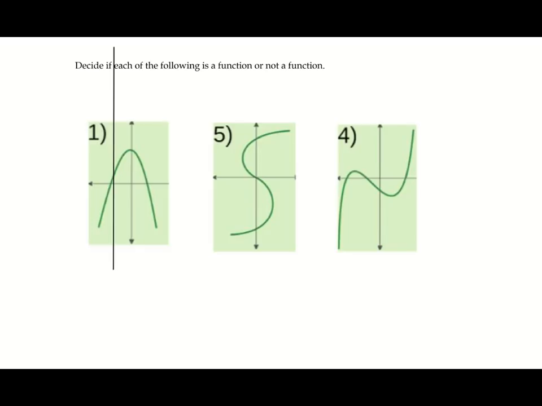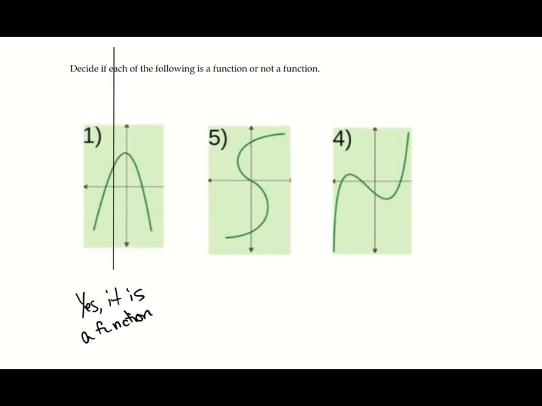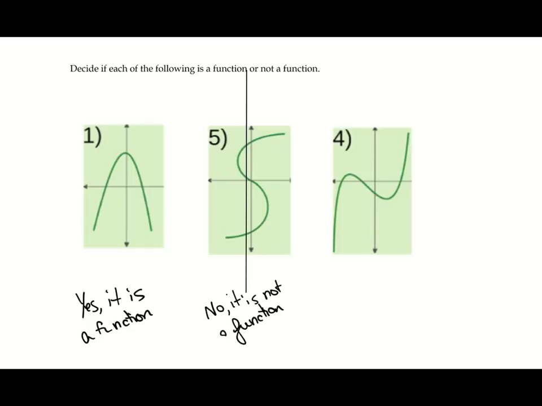Then we can take this line and we can check to see on our next function. So we're going to start to slide it across, and you can see right here at this point I'm hitting the function, right here I'm hitting the function, and right here I'm hitting the function, which means I have failed the vertical line test. So no, it is not a function because it failed the vertical line test.